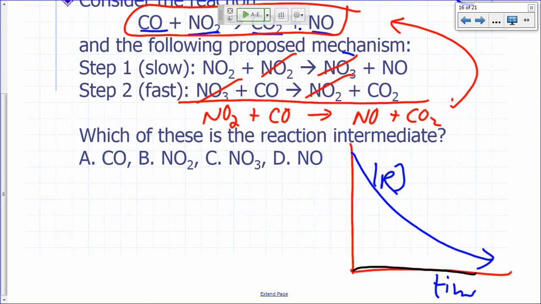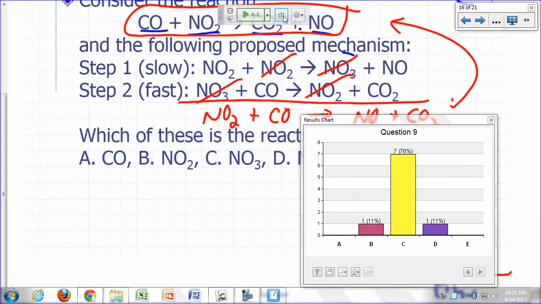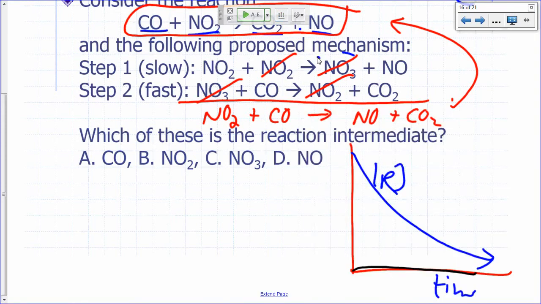But with very sophisticated instrumentation, you should be able to detect some of these intermediates that you can propose in a mechanism. There are some more advanced laboratory techniques that you can use to monitor very low concentrations. So what was the answer to this? Did I do a poll on this already? Okay. Popular answer was NO3. Why NO3? You made it in step 1, but you lost it in step 2, and you don't have any of it at the end, right? So that's an intermediate.